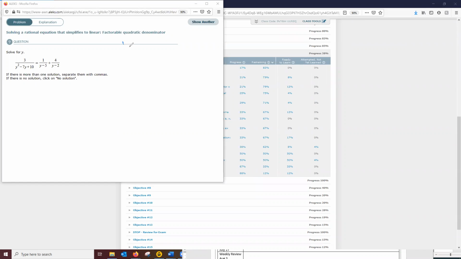So step 1 is going to be find the LCD. Step 2 is going to be multiply both sides of the equation by the LCD to get rid of fractions.